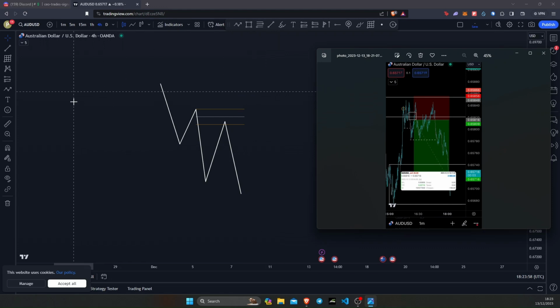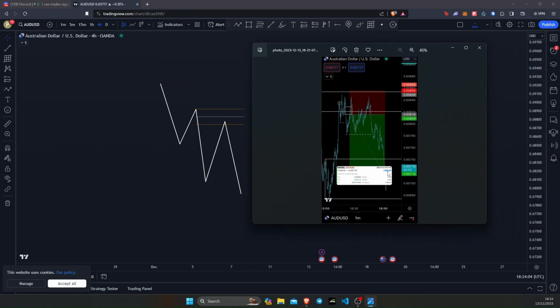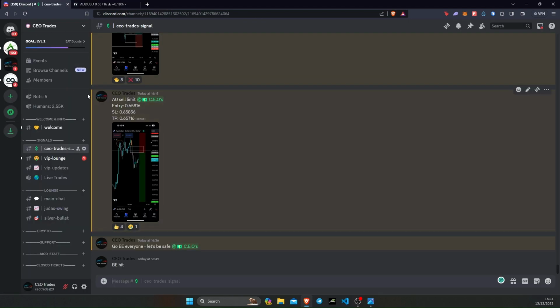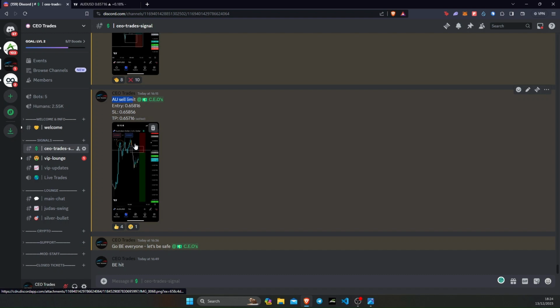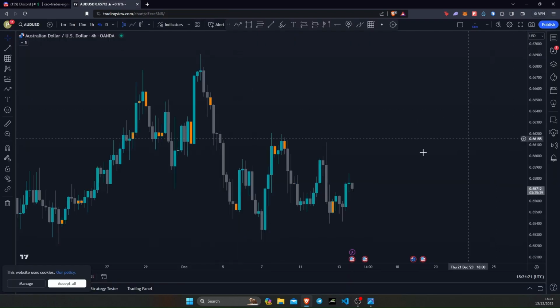Hey guys, so in today's video I wanted to talk to you about this ICT order block trading strategy which helped me secure a $2,800 gain on my account, which equates to a 2.5% gain on the account for the week. Now, not only did I take this trade, but also the members in the Discord were sent this AU sell limit entry. Of course, you can see that they closed that at break even, but I did not.